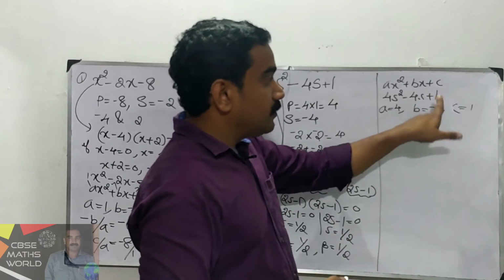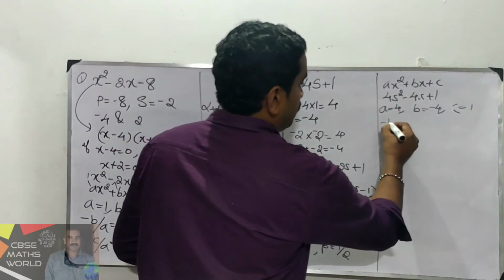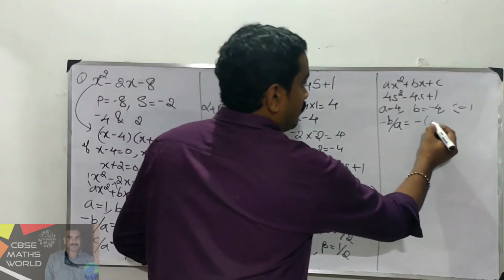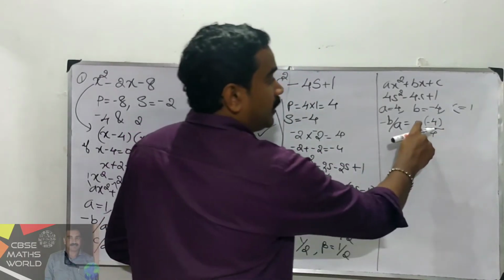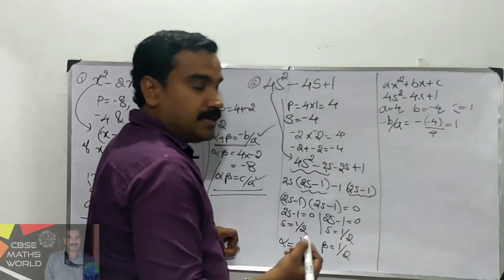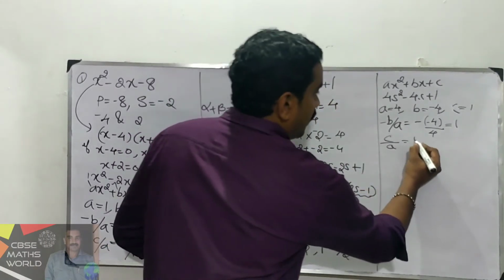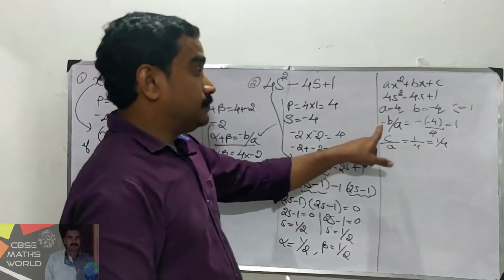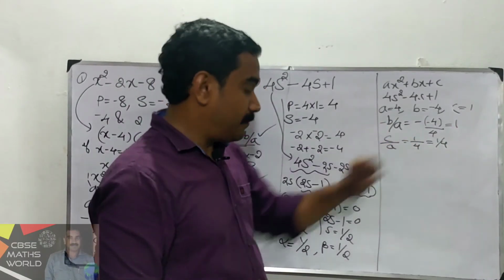We got a, we got b, and we got c. Then check what is minus b by a. Minus b. What is b? Minus 4 by 4. What is minus 4 by minus 4? Negative by negative is positive. 4 by 4, 1. So minus b by a is 1. And what about c by a? What is c? 1 by 4. What is 1 by 4? It's 1 by 4 itself. So minus b by a is 1 and c by a is equal to 1 by 4.